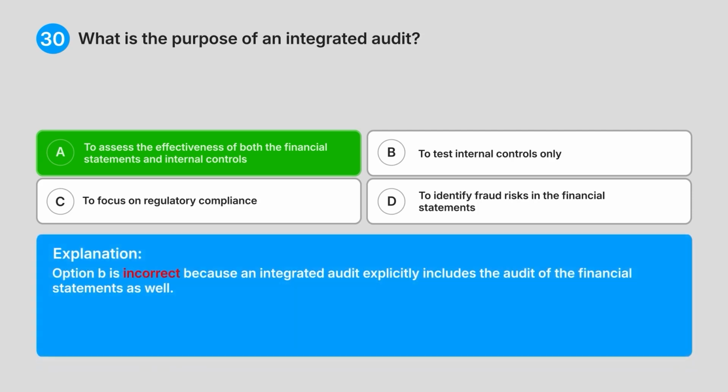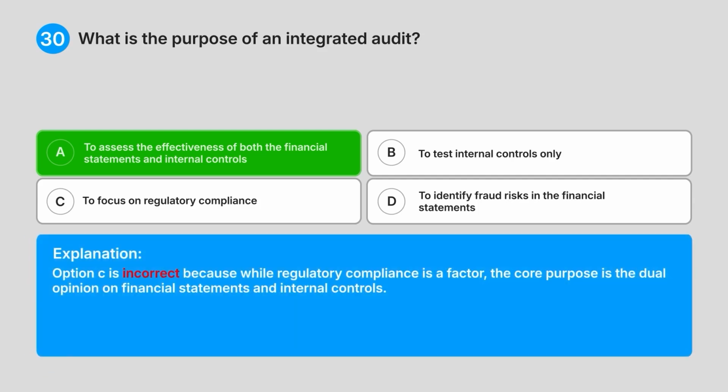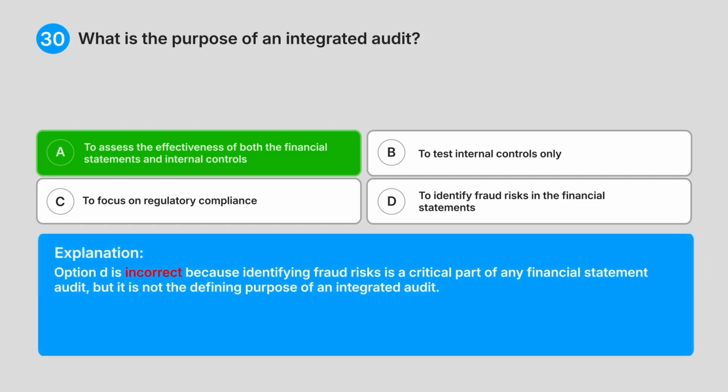Option B is incorrect because an integrated audit explicitly includes the audit of the financial statements as well. Option C is incorrect because while regulatory compliance is a factor, the core purpose is the dual opinion on financial statements and internal controls. Option D is incorrect because identifying fraud risks is a critical part of any financial statement audit, but it is not the defining purpose of an integrated audit.